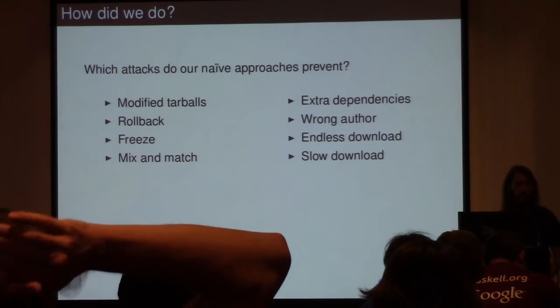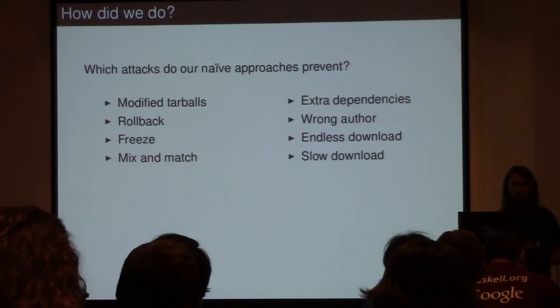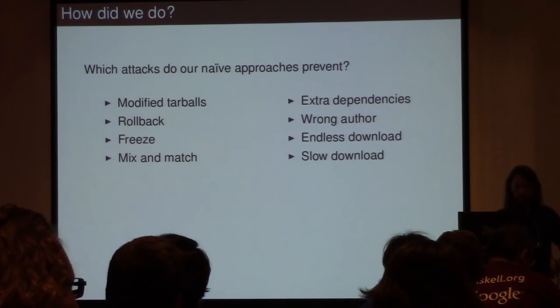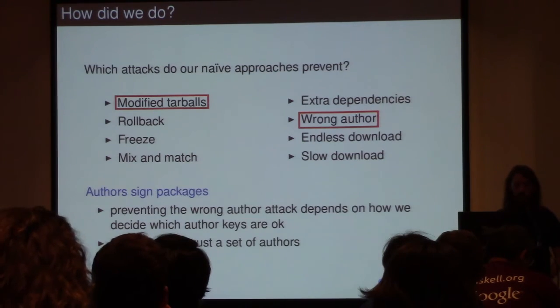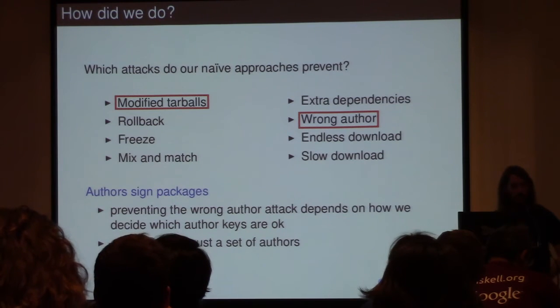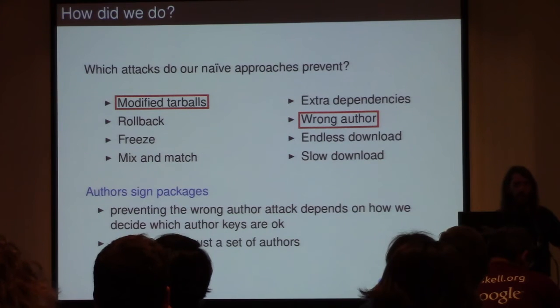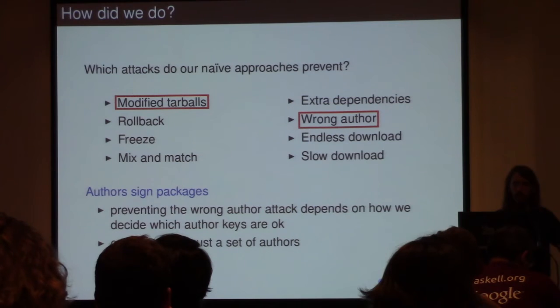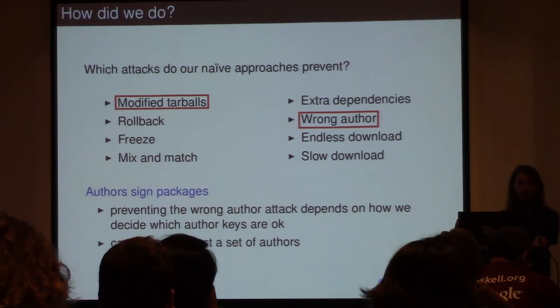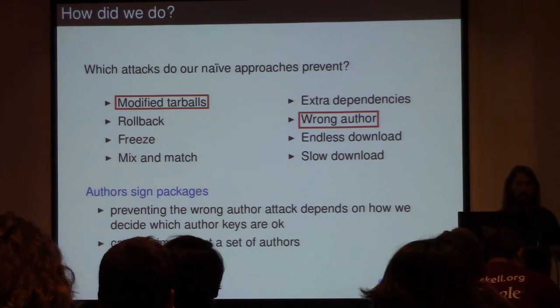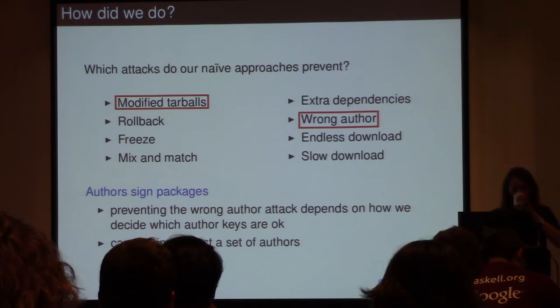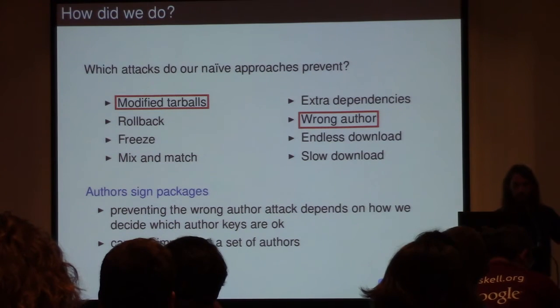Okay, so which of these attacks do our naive approaches cover? Surprisingly few. So if authors sign packages, well, we've got the modified tarballs one, but really none of the others. And the wrong author one is only dealt with if we're careful about how we decide which keys to trust. If we just have this set of keys that we trust, then they can upload any of them, right? If I trust, well, let me not name names. So I'm being generous on the wrong author one. You could easily miss that one out as well.